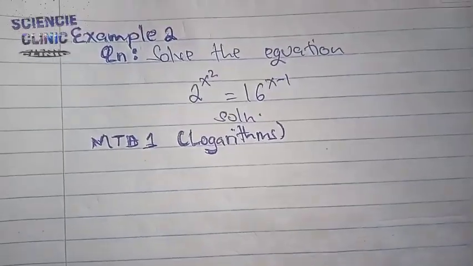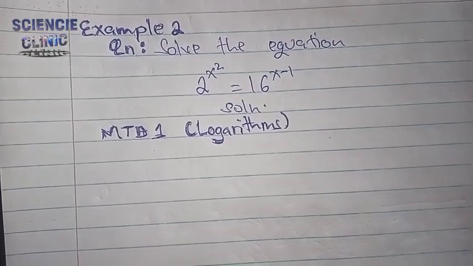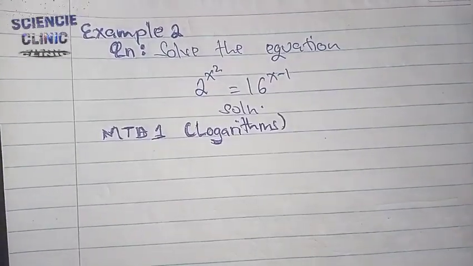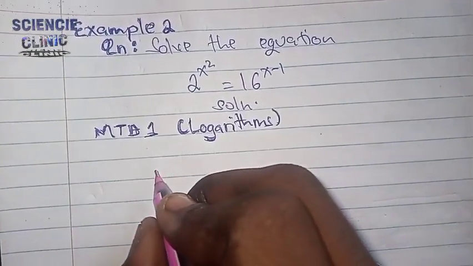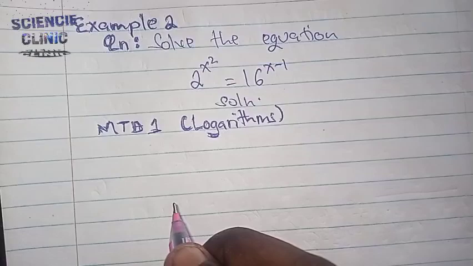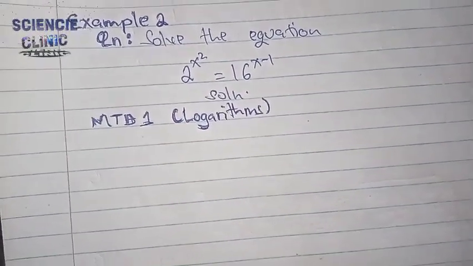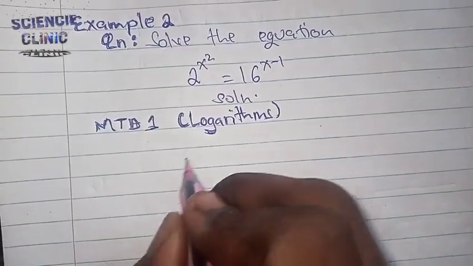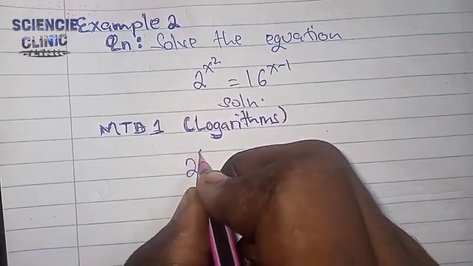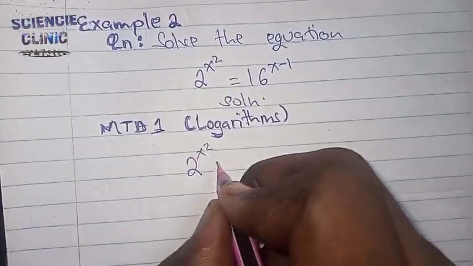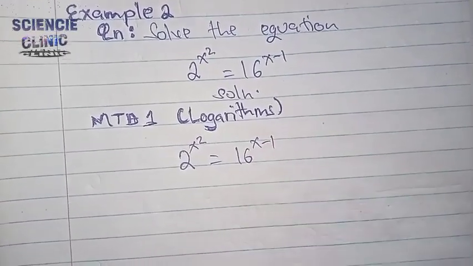Okay, so now let us start with another example. Solve the equation 2 to power x squared equals 16 to power x minus 1. Now this is our solution. We can use two methods. We can either use indices or we can use logarithms. Let us start with logarithms. So we have 2 to power x squared equals 16 to power x minus 1.